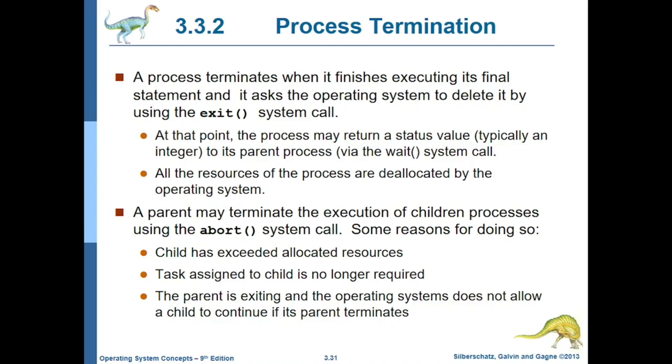A parent process may terminate the execution of its children processes using the abort system call. This is a way for the parent process to forcefully stop its children processes from running. There are some reasons why a parent process may want to do so, such as the child process has exceeded the allocated resources, such as using too much memory or CPU time, and it is affecting the performance of the system or other processes. The other reason is the task assigned to the child process is no longer required, such as when the user cancels an operation or changes their mind.